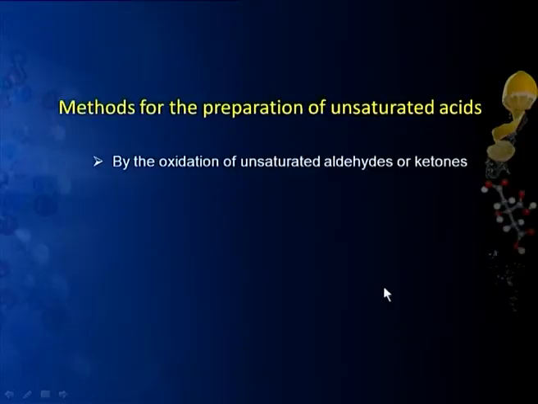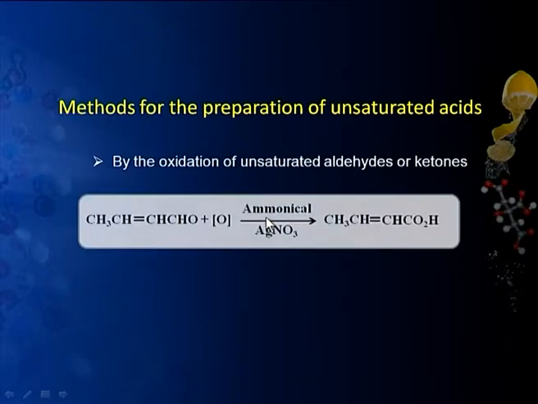We will discuss some important methods which are used for their preparation, and one of them is by the oxidation of unsaturated aldehydes or ketones. Now take an unsaturated aldehyde like this, where the double bond is next to the carbonyl of the aldehyde. Suppose I want to oxidize this compound and I use some stronger oxidizing agent like potassium permanganate or potassium dichromate. Now what will happen? This CHO will be oxidized into a carboxyl group. Simultaneously, oxidation across this double bond will also occur.